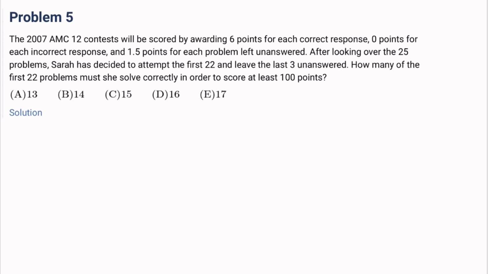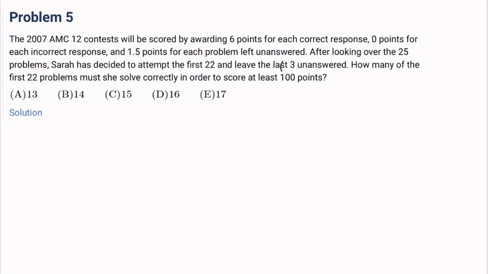Number 5, the 2007 AMC 12 contests will be scored by awarding 6 points for each correct response, 0 points for each incorrect response, and 1.5 points for each problem left unanswered. After looking over the 25 problems, Sarah has decided to attempt the first 22 and leave the last 3 unanswered. How many of the first 22 problems must she solve correctly in order to score at least 100 points?